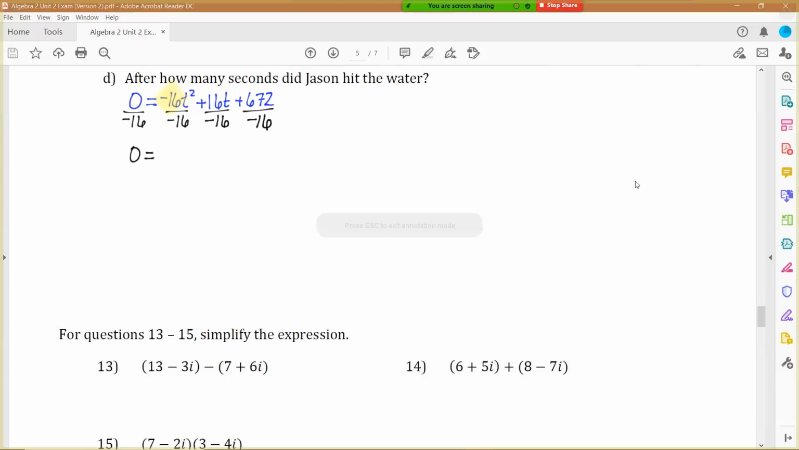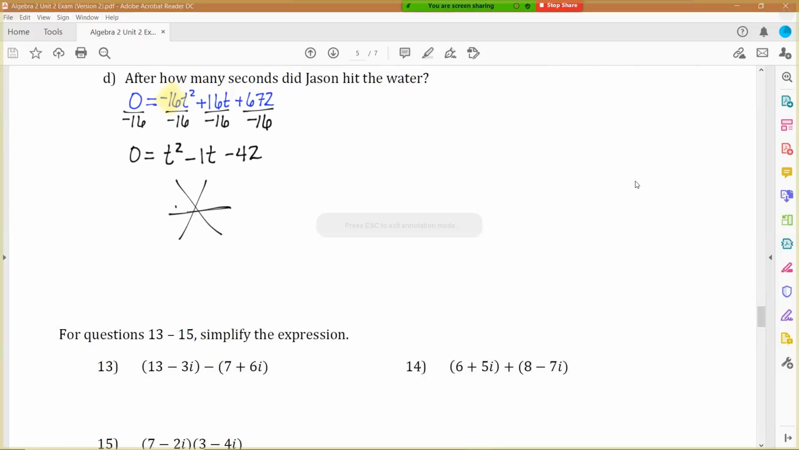Negative 16t squared divided by negative 16 is just t squared. Positive 16t divided by negative 16 is negative 1t, or negative t. 672 divided by negative 16 is negative 42. So these numbers have all been reduced. Now we can go into our asterisks to figure out our factors.